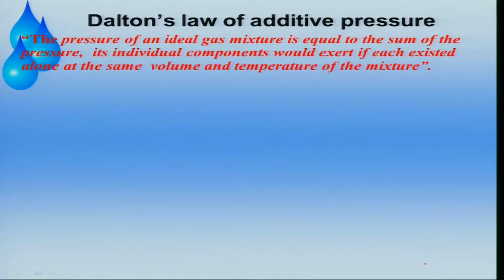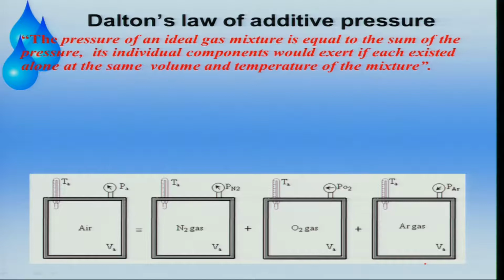The pressure of an ideal gas mixture is equal to the sum of the pressures its individual components would exert if each existed alone at the same volume and temperature of the mixture. This is nothing but Dalton's law of additive pressure, which you have learnt from school days. Let us look at the pictorial. Air contains nitrogen, oxygen and argon, at the same volume and same temperature, but the pressures will be different. These pressures of individual gases, exerted if each existed alone at the same volume and temperature of the mixture, we call partial pressures.